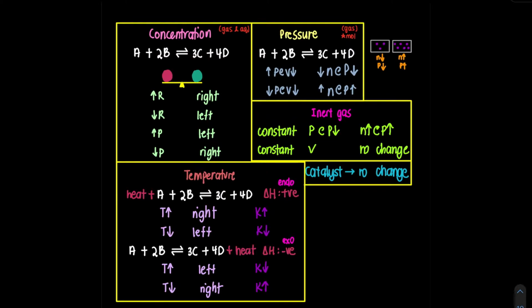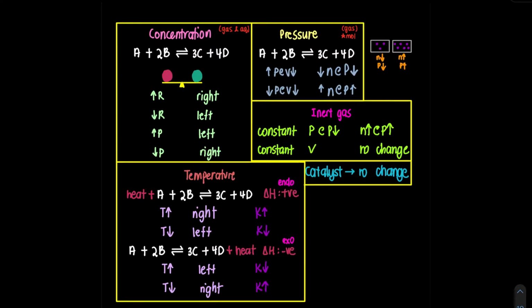So there are two ways of seeing concentration. It's either you look at it in terms of the seesaw, or you think of it as countering back the changes. Okay, so that is for concentration. Next, we look at temperature. For temperature, it is important for you to know whether it's endothermic or exothermic. Okay, why?